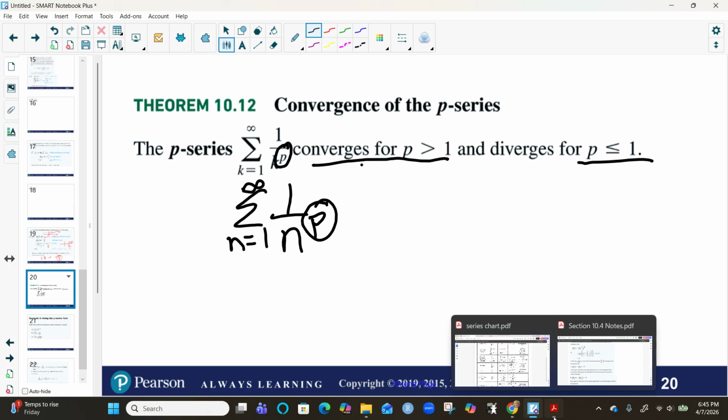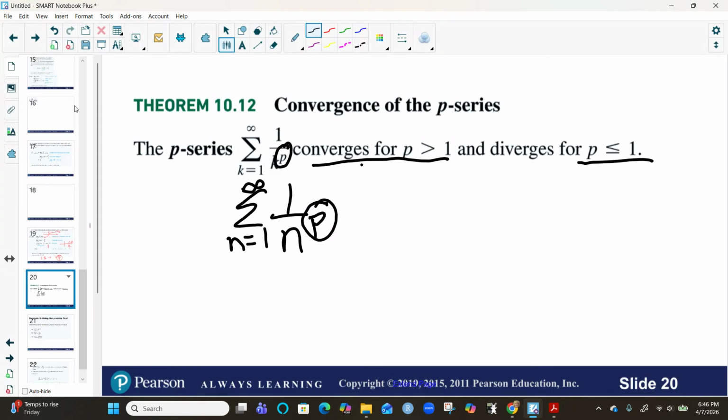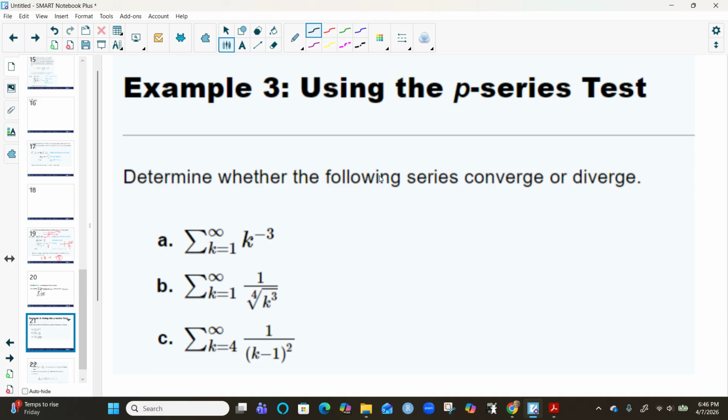So on your P series test, you'll see they're giving you the format, and they're using n instead of k, raised to the power of p. Here's the converges column. If p is greater than 1, it converges. If p is between 0 and equal to 1, it diverges. And if p is 1, then this is the harmonic series that we spoke about a little bit ago. Okay? So let's take a look at a couple of examples.